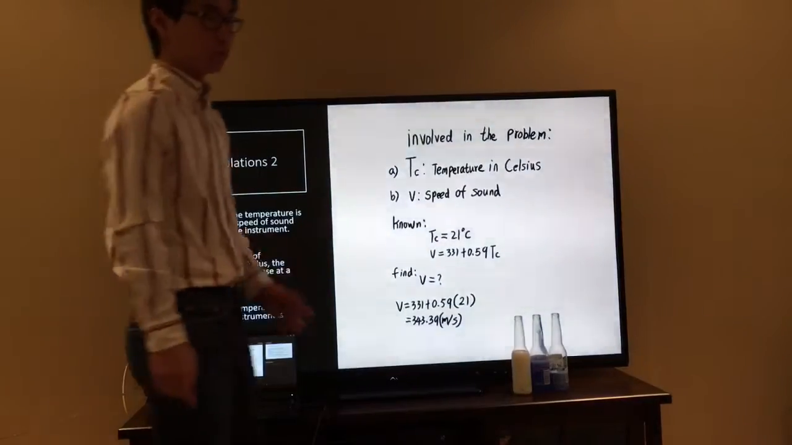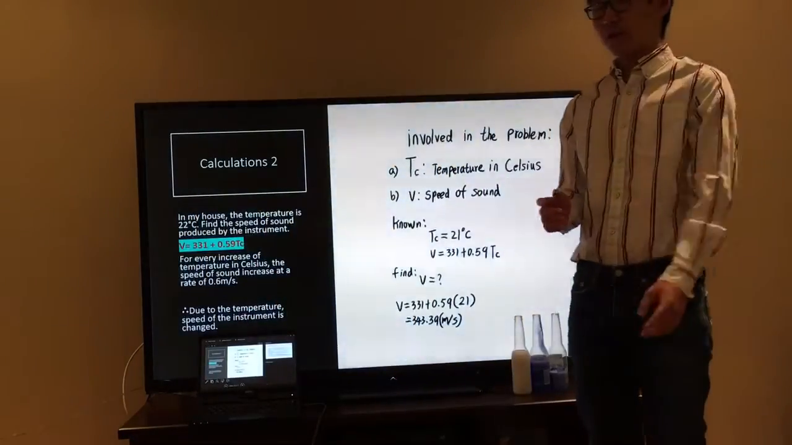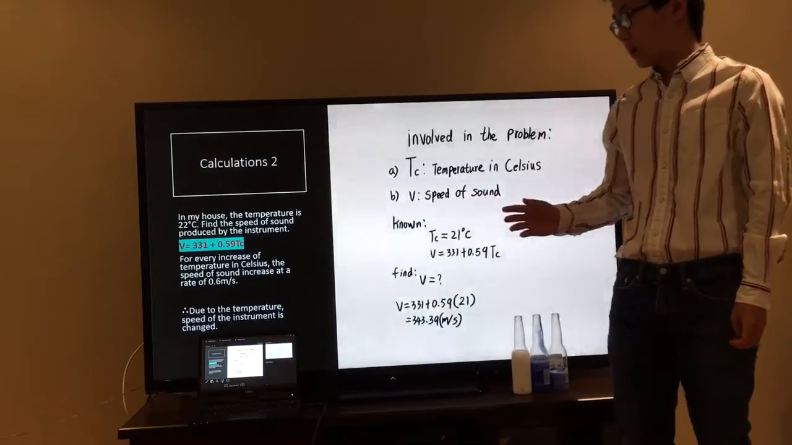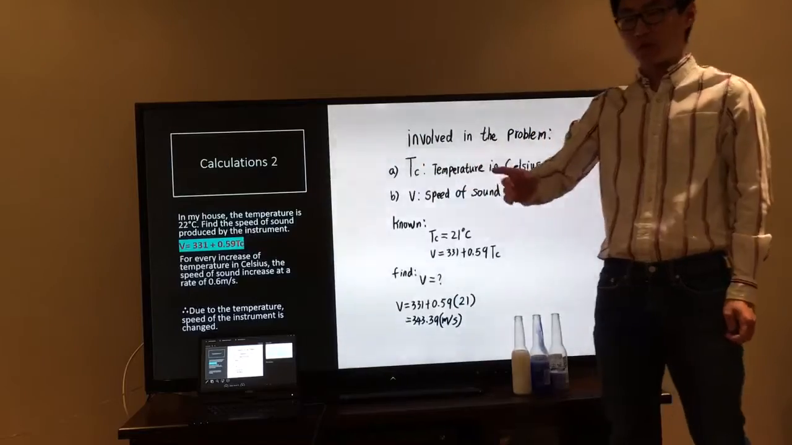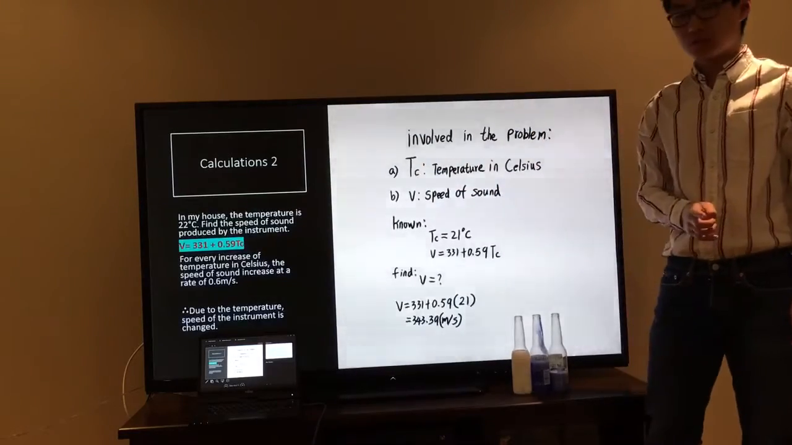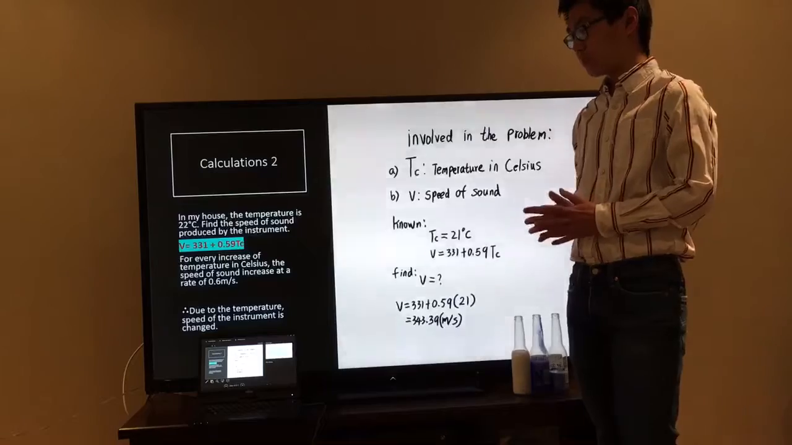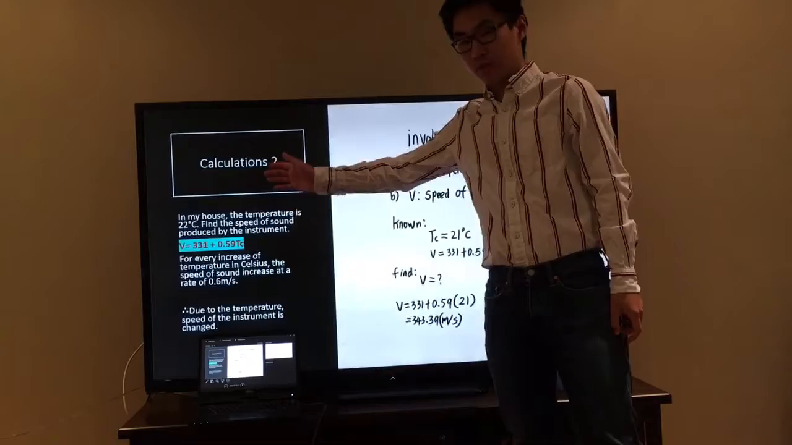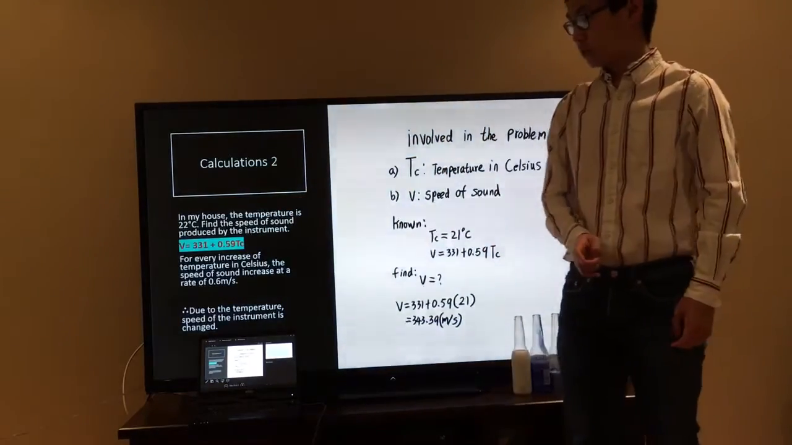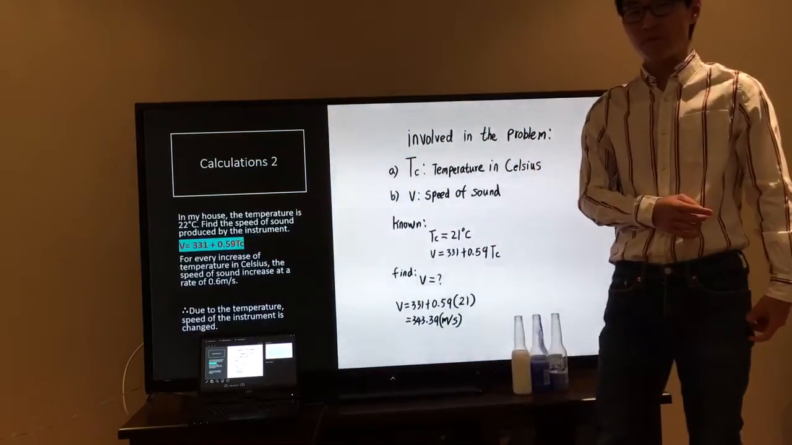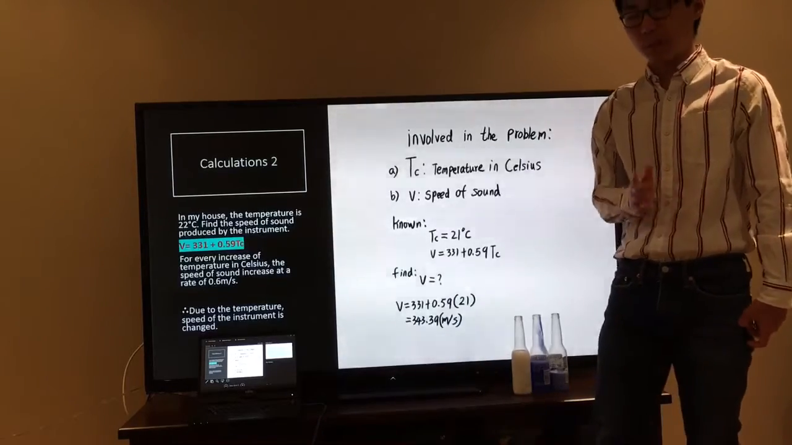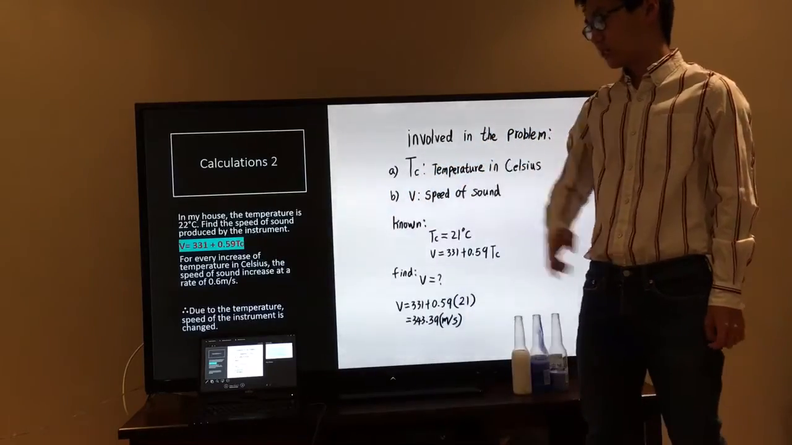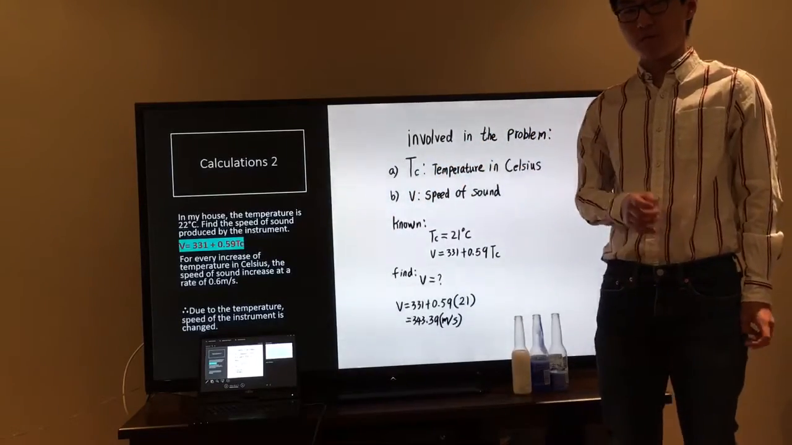Now, calculation number 2. Like I said earlier, there are different surrounding environments that would change different factors of this experiment. Temperature is one of them. The question states, in my house, the temperature is 22 degrees Celsius. Find the speed of sound produced by the instrument. Through some research, I found this formula: v, standing for the speed of sound, equals 331 plus 0.59 Tc, where Tc is the temperature in Celsius. That means for every increase of 1 degree Celsius, the speed of sound increases at a rate of 0.59 meters per second.